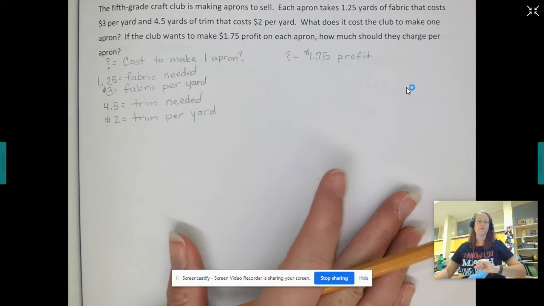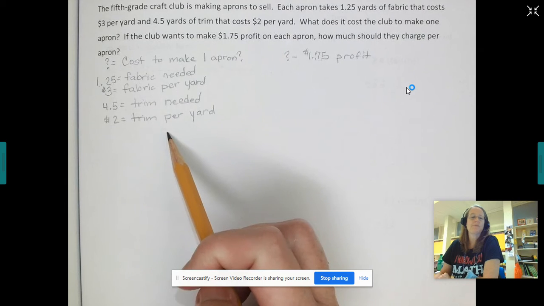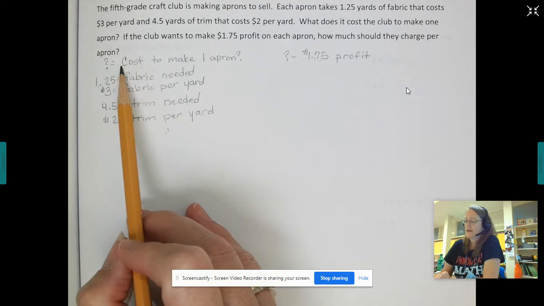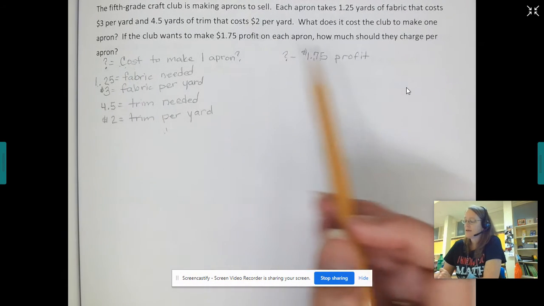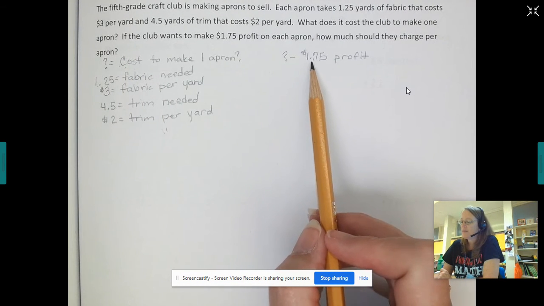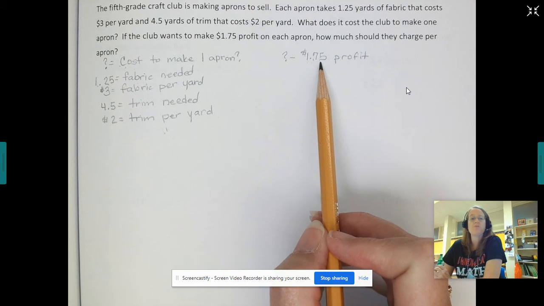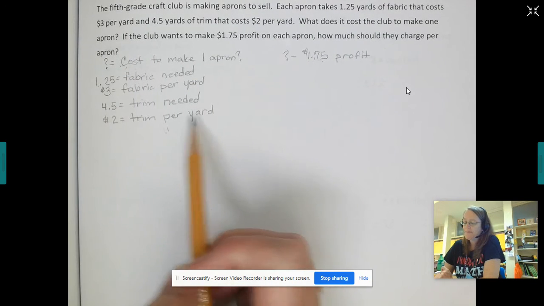Here's our application problem. I've already done most of our problem solving steps, or the first two parts. What is the question asking? We want to know the cost to make one apron. And the second question is asking if we want to make $1.75 profit on each apron, how much should they charge for each apron? Let's look at what our numbers represent.